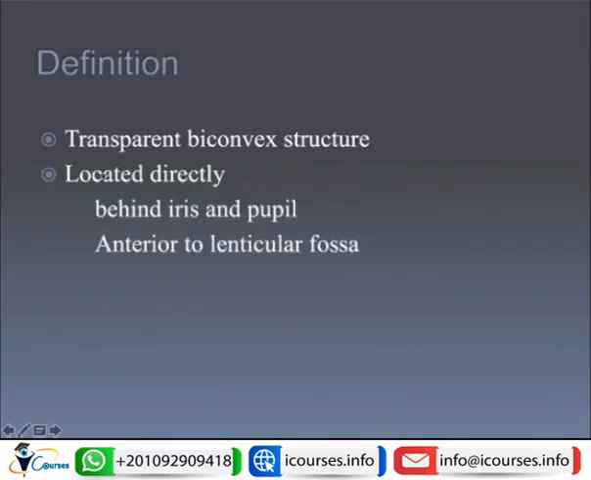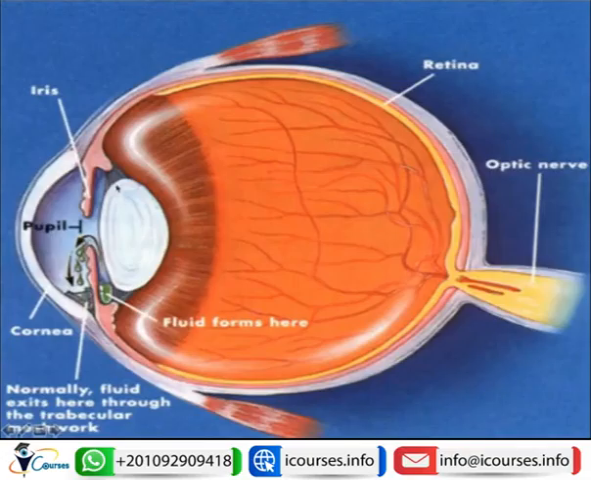The lens is a transparent biconvex structure that is located behind the iris and pupil and anterior to the lenticular fossa. So this is the lens. It's called the crystalline lens. If you want to identify the lens, you say that it is a crystalline lens located just behind the iris and the pupil, in a depression within the anterior vitreous cavity called the lenticular fossa, which we will mention in the next lecture on the vitreous.